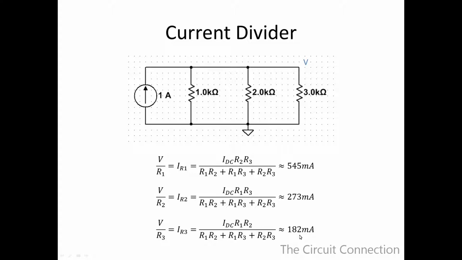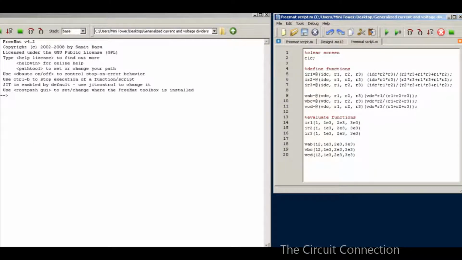So next, what I'm going to do is run a FreeMat, which is like a MATLAB script, and show these values due to calculations. Okay, so here is our FreeMat script that I have here. And so I just cleared the screen first. Then I define my functions using FreeMat syntax. Next, I have evaluated those functions, and those functions are for IR1, IR2, IR3, and then VAB, VBC, and VCD.